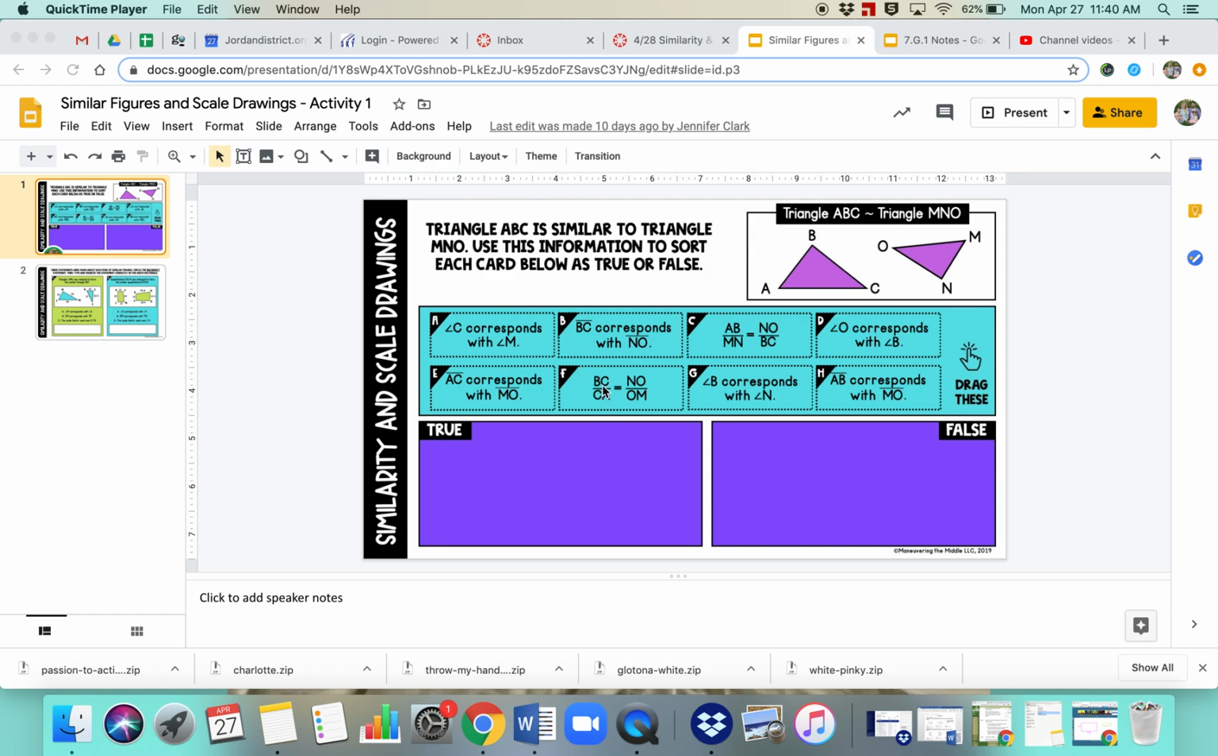BC corresponds with AC. B, C, C, A. Wait, those are all in the same triangle. If they're on the same triangle, I can't get a scale factor out of them, so this is a false.